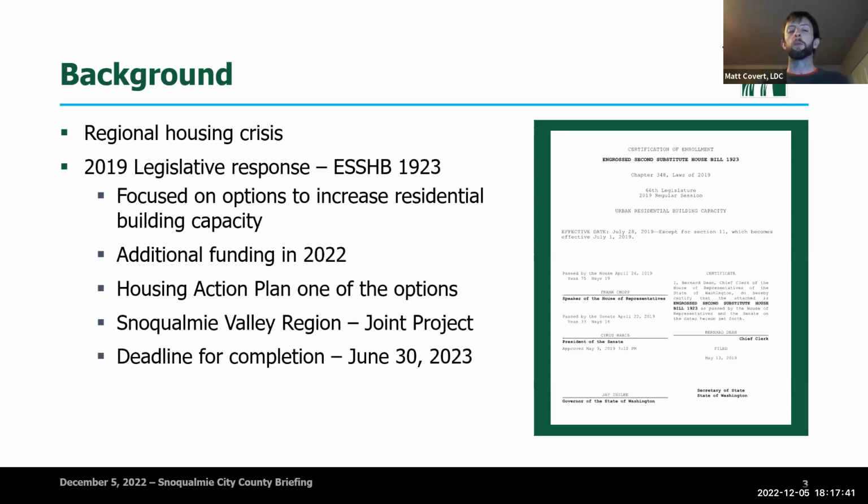But then each city is responsible for doing its own housing action plan because every jurisdiction is different, obviously, and issues that face one community may not be as big of an issue in the other. And so we are in the middle of taking the conclusions of the housing needs assessment, translating that into actions, and we'll be releasing and having a bunch of public comment period on a draft housing action plan in mid to late January. The deadline for completion because of the grant funding from the Department of Commerce is June 30th of 2023.